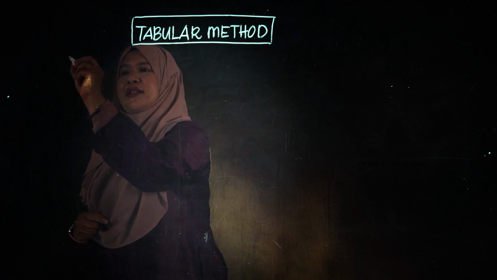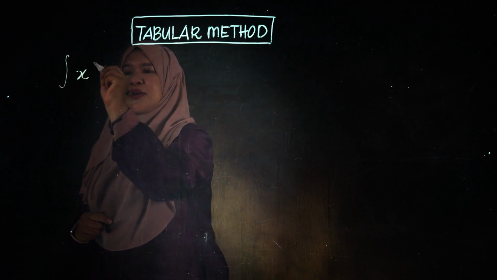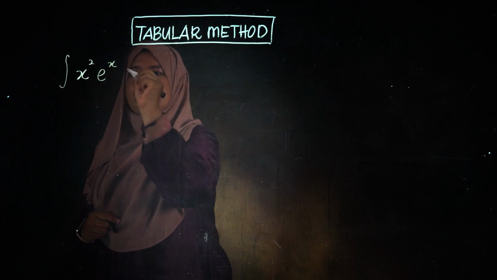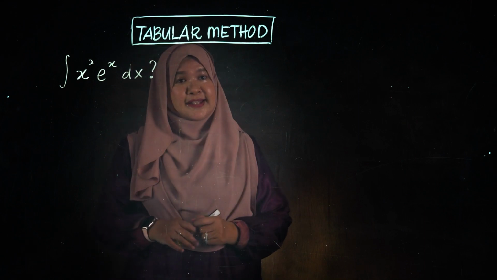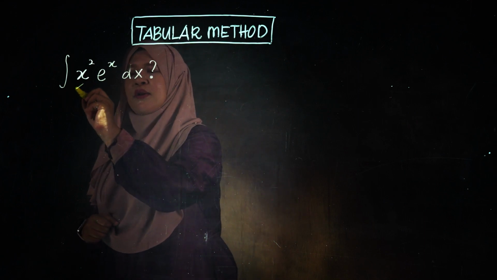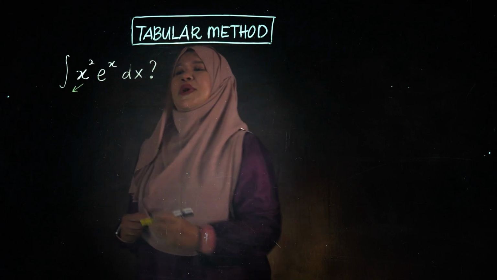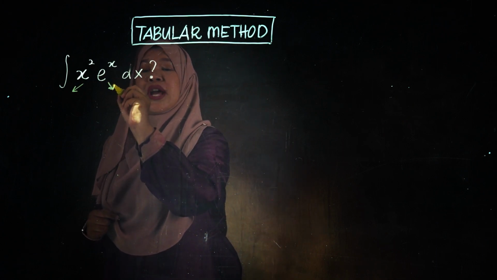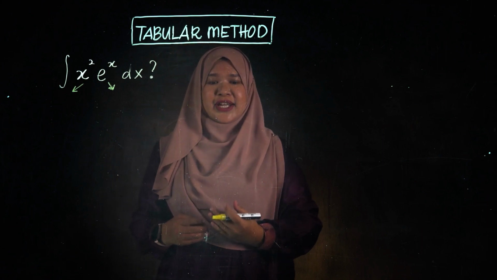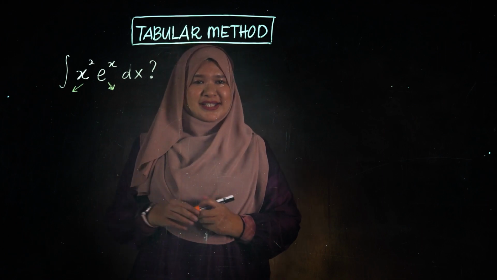What is the integral of x squared e to the x dx? Notice that we have x squared, where we can take the derivative until it gets 0, and we have e to the x, where we can easily integrate. Well, let's make a table.